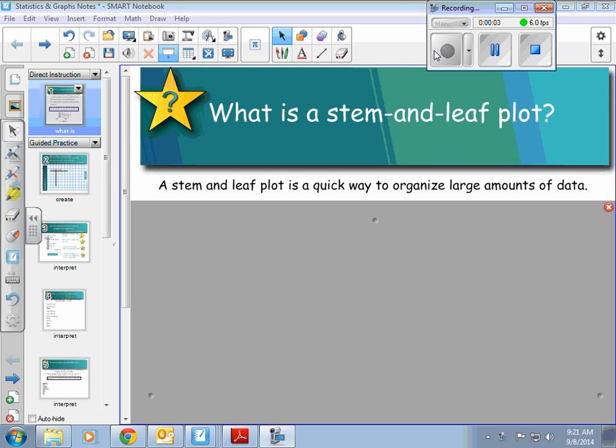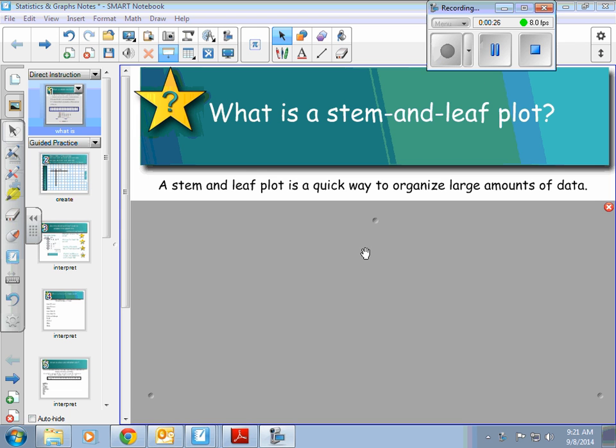Hello guys, today we're going to go ahead and start our notes on statistics and graphs. Our learning target for today is that you will be able to create and analyze stem and leaf plots and box and whisker plots. So the first thing that we're going to look at is stem and leaf plots. It's a nice, quick, and easy way to organize large amounts of data so that you know what it looks like.